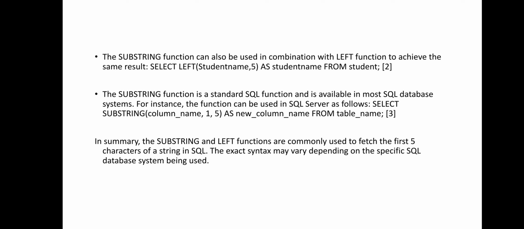The substring function is a standard SQL function available in most SQL database systems. For instance, the function can be used in SQL Server as follows: select substring column underscore name, 1, 5 as new column underscore name from table name. In summary, the substring and left functions are commonly used to fetch the first 5 characters of a string in SQL. The exact syntax may vary depending on the specific SQL database system being used.